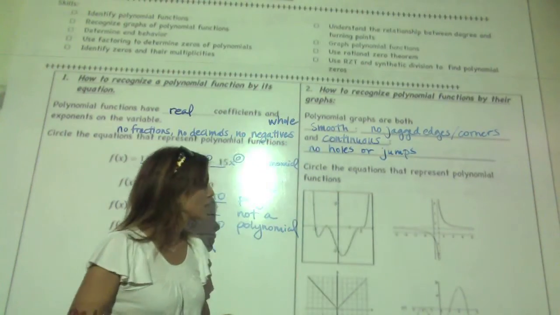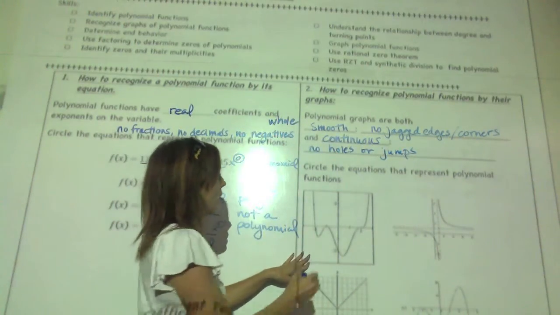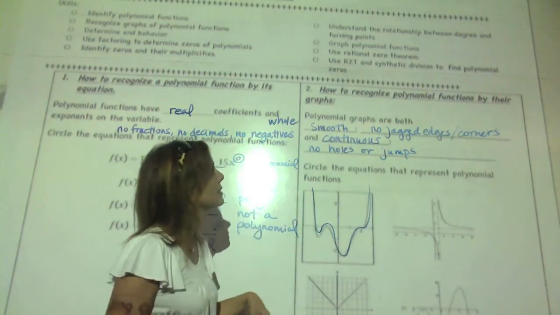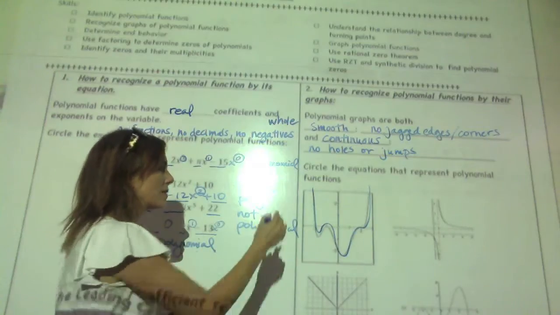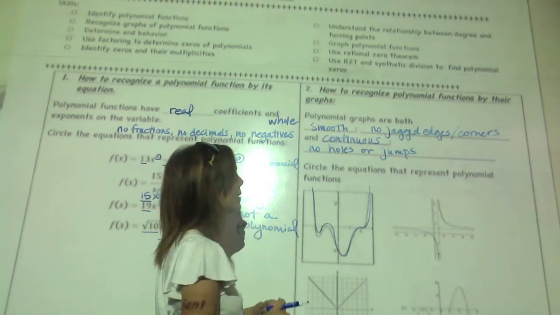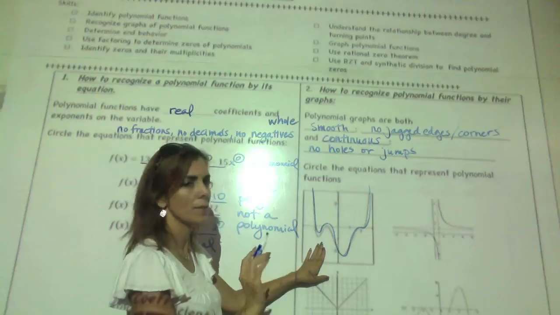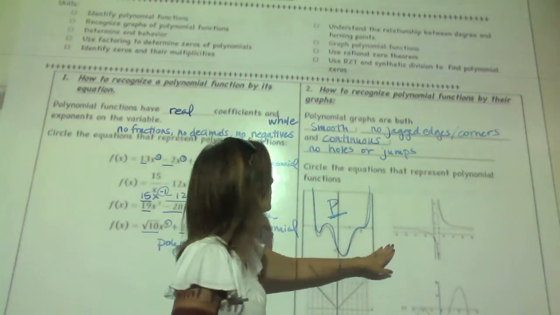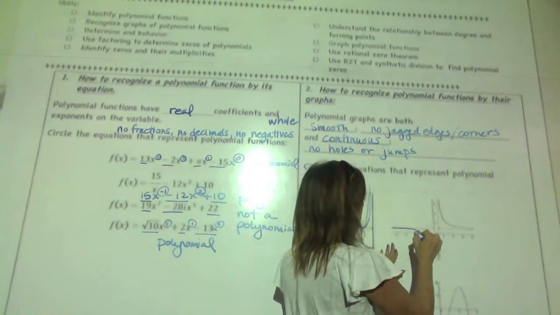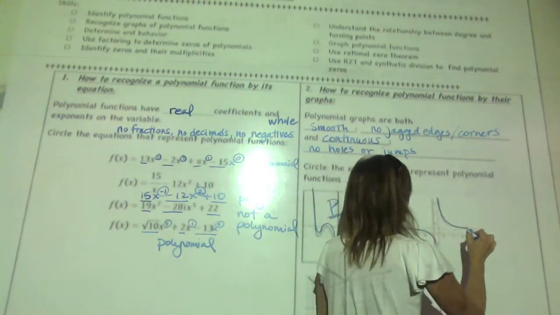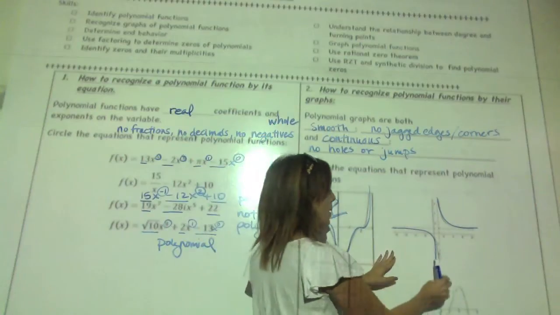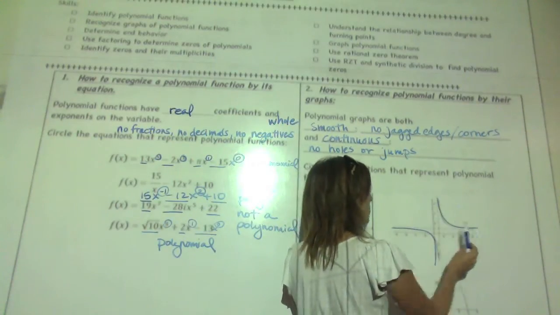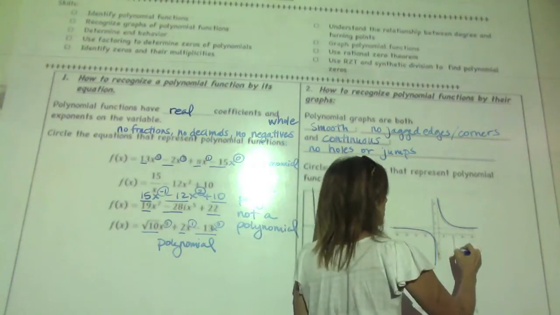So let's look at this first example, this graph. We have something that goes down, up. Do we see any kind of jaggedness? No, we see this wavy kind of aspect. Do we see any holes or jumps? No, so this is definitely a polynomial. How about this one? Smooth, definitely smooth. But my gosh, I had to pick my pen up way up here. There was a jump from this side to this side of my graph. This is not a polynomial.